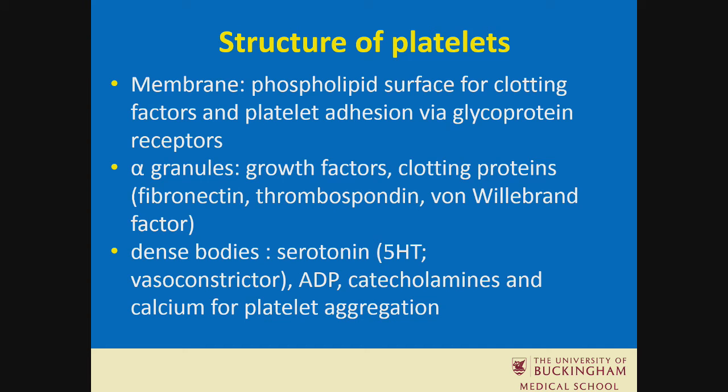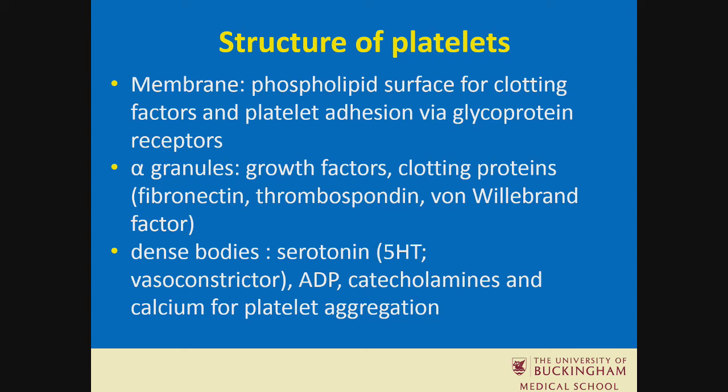The important thing about a platelet is that it has a membrane. It's a phospholipid-rich structure, and it provides a surface for clotting factors to aggregate and adhere. I'll talk about that. There are two kinds of granules. One produces clotting factors. For example, von Willebrand factor is important in stabilizing the fibrin clot.